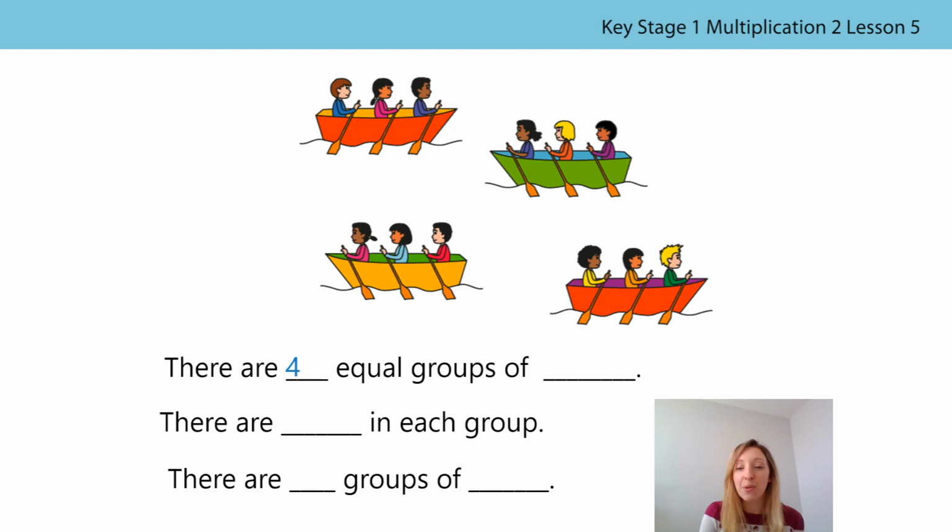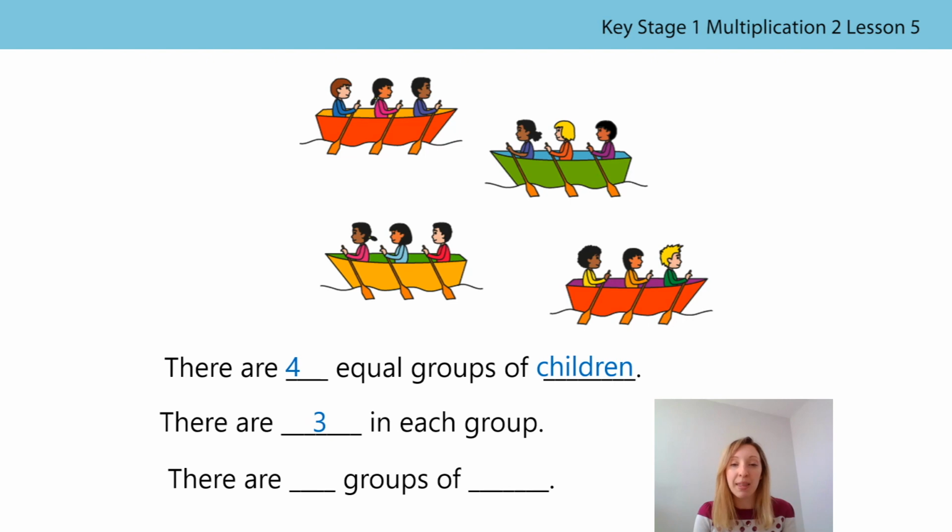Brilliant, there are 4 equal groups of children. We can see that because we can see the 4 boats, and we know that one boat is one group. And remember, we didn't need to circle them because the children are sat inside the boat, so we can see that one boat is one group. And how many are in each group? That's right, there are 3 in each group. Fantastic, we can see 3 children are sat in each of the groups.